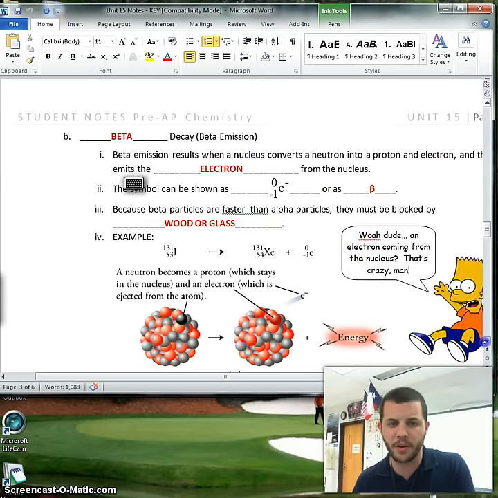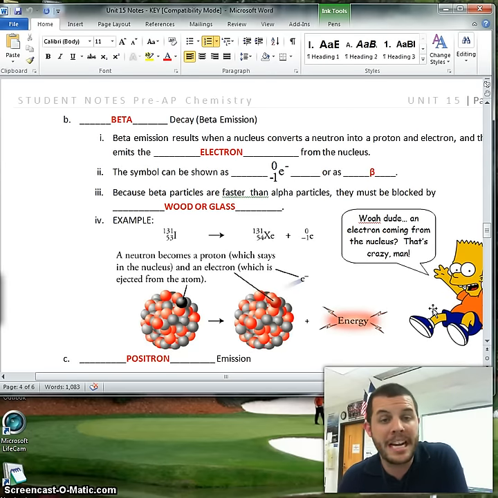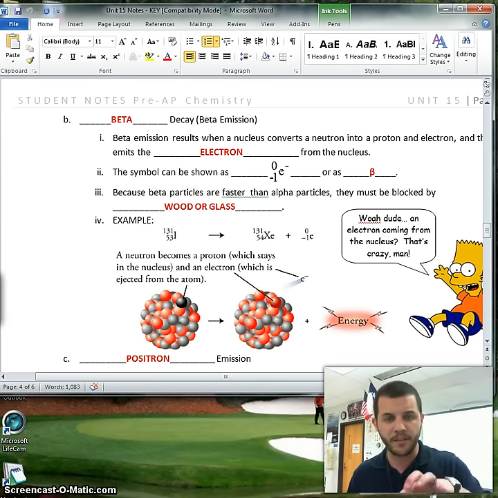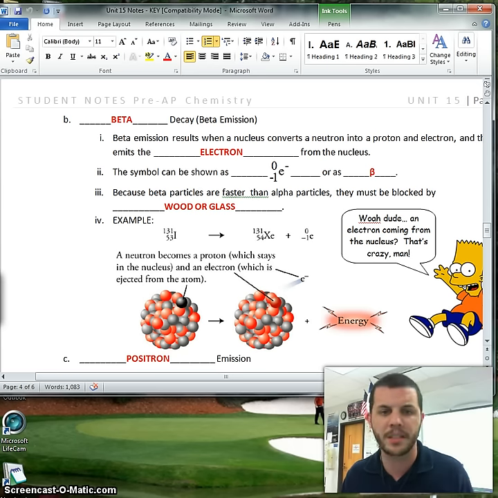Another kind of particle that we can lose is called a beta particle. It says a beta emission results when the nucleus converts a neutron into a proton and an electron. So we take a neutron and we convert it into those two pieces, the proton and the electron. We can represent this with this letter B or this symbol right here.